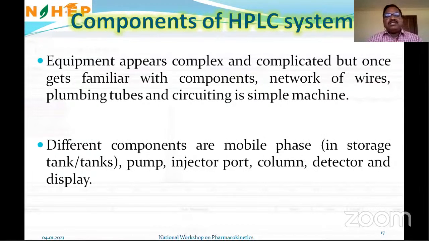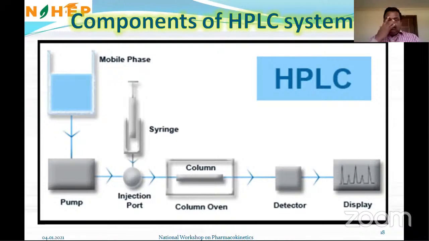The HPLC system appears very complex and complicated, but once you get familiar with the components, the network of wires, plumbing tubes and circuitry, it is a very simple machine. The components are the mobile phase, which is normally kept in the storage tank, and the pump, injector port, column, detector, and displays. So these are the various components of the HPLC system.